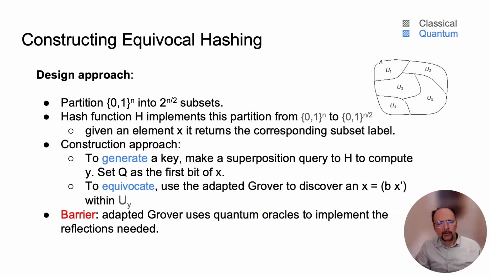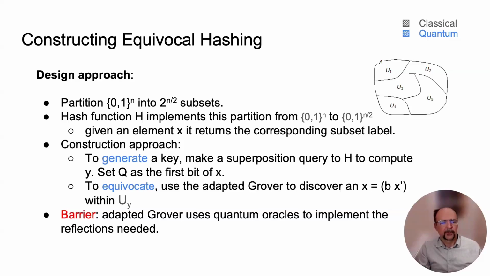So the design approach is that our hash function is going to have as input all n-bit strings, and we're going to split them into a number of subsets. Our desired hash function is basically going to compress an n-bit string to an n/2-bit string, and the output of the hash function would be, let's say, the label of every one of these subsets.